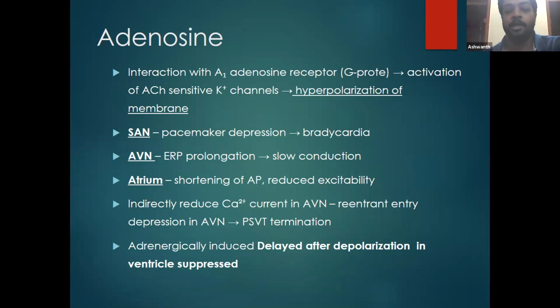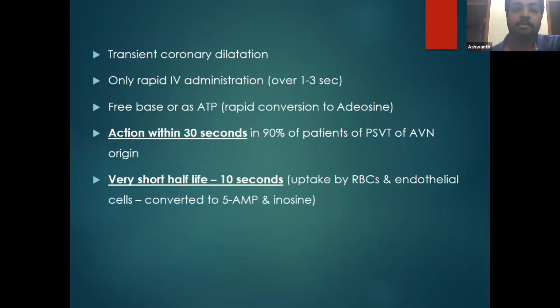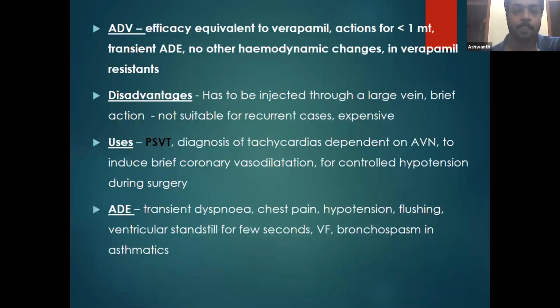Adrenergically induced delayed afterdepolarization in the ventricle is suppressed. Thus there is transient coronary dilatation, and it is given only by rapid administration over 1 to 3 seconds. It is available as free base or as ATP, adenosine triphosphate. Action occurs within 30 seconds in 90% of patients of PSVT of AV node origin. It has a very short half-life of about 10 seconds. It is taken up by RBCs and endothelial cells and converted to 5'-AMP and inosine.